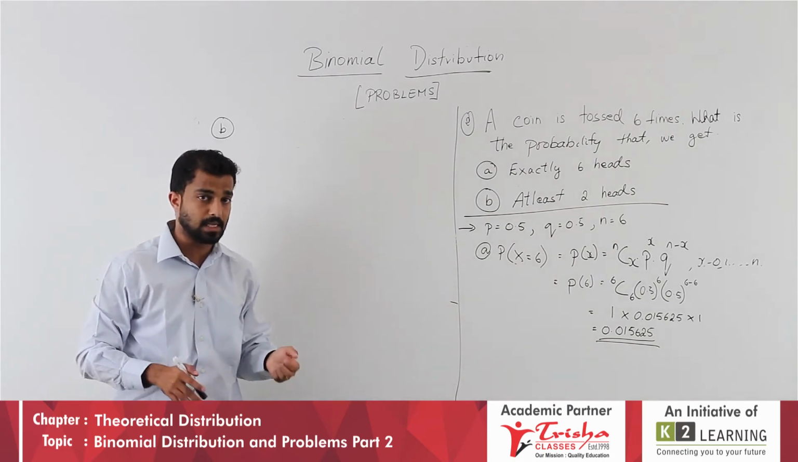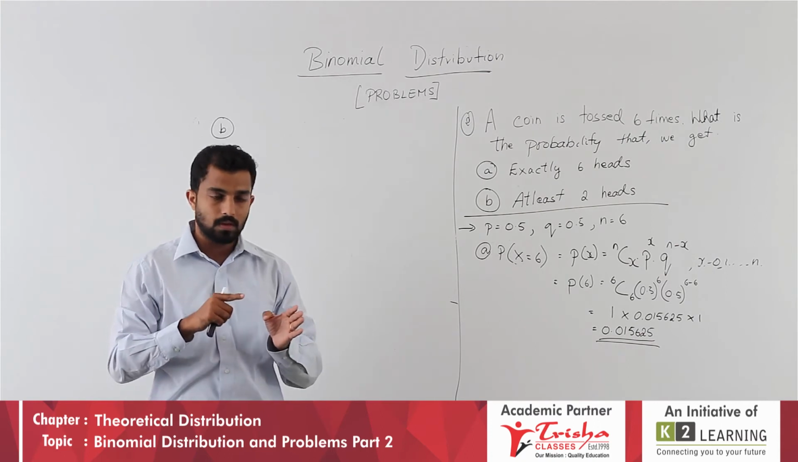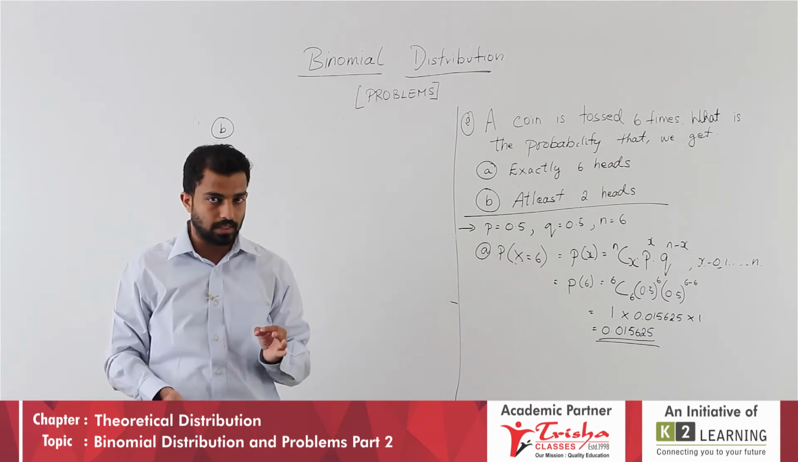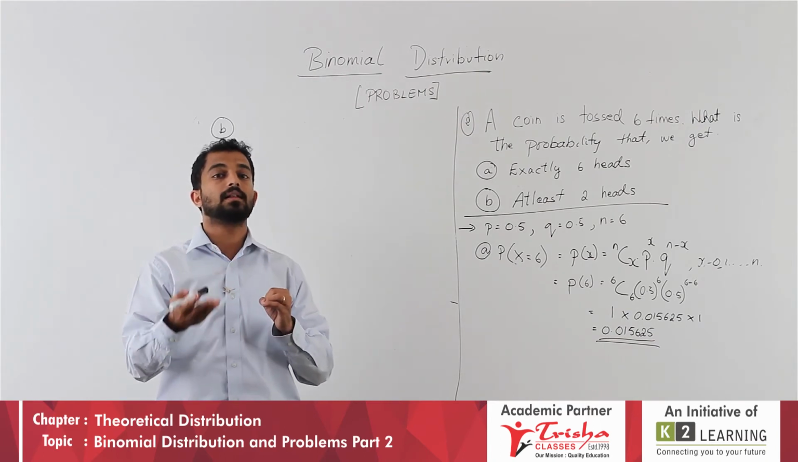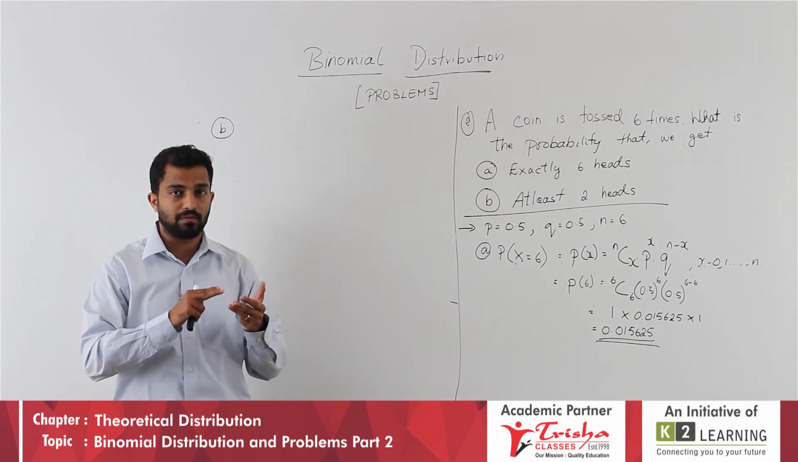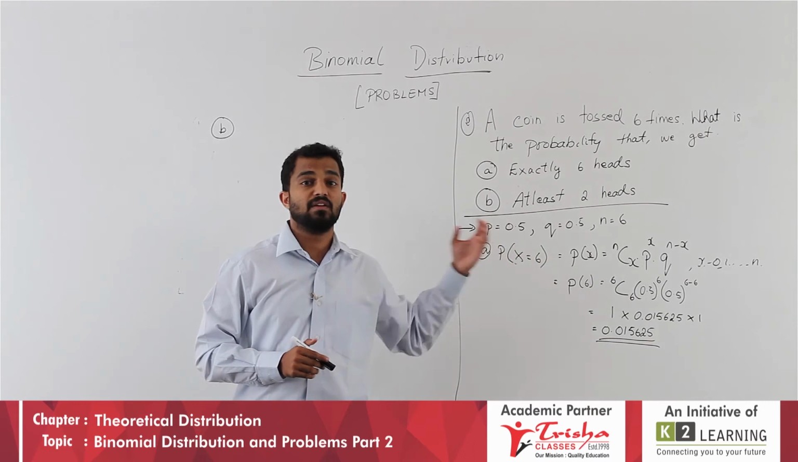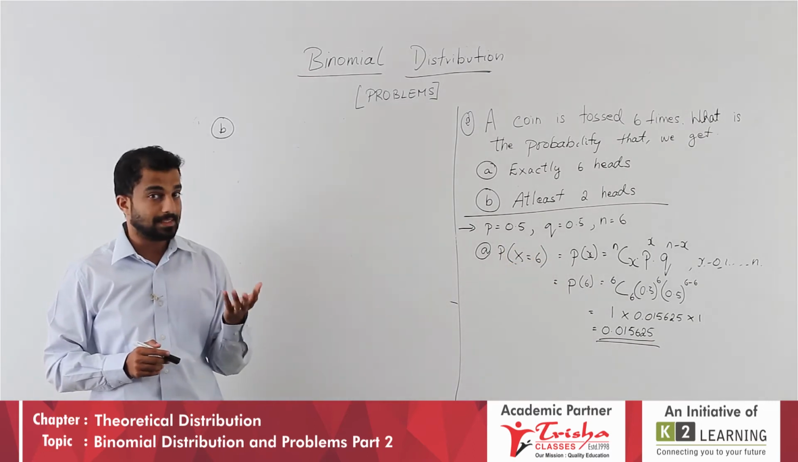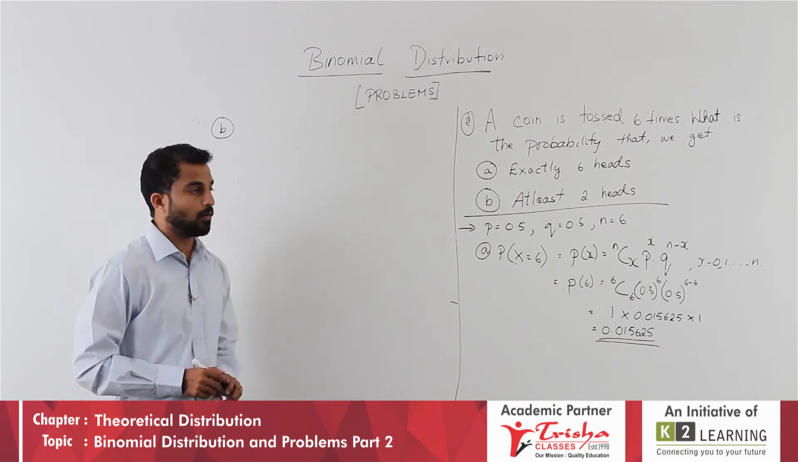That means P of x should be at least 2, minimum 2, or it can be more: 3, or 4, or 5, or 6. That means 2, or 3, or 4, or 5, or 6. That means we have to do the PMF function 5 times. Is there an easier way to do it? Definitely there is an easier way. Let's see how to do it.